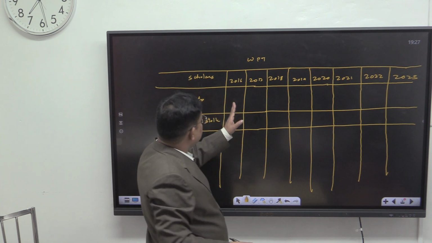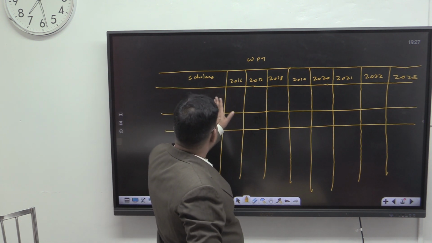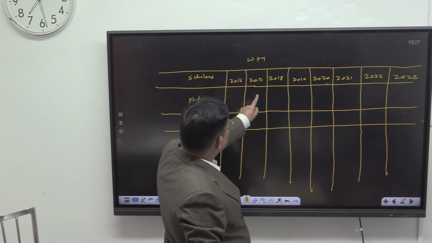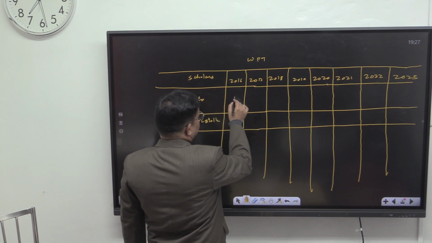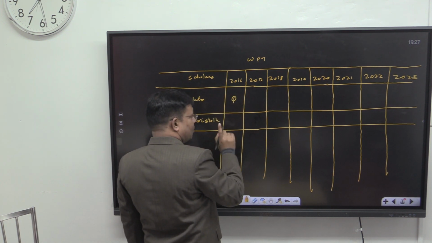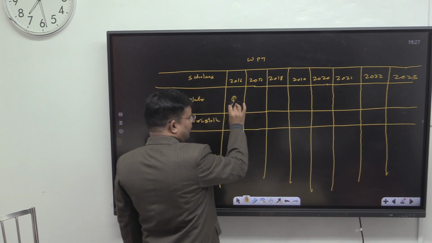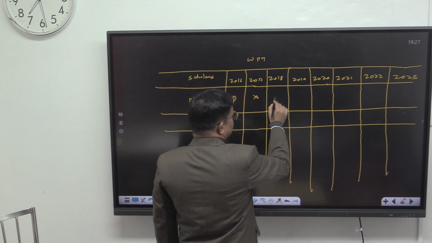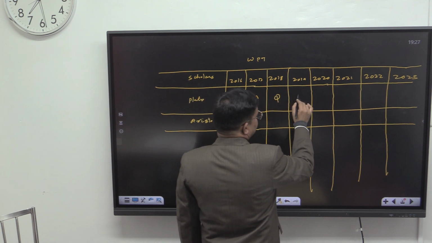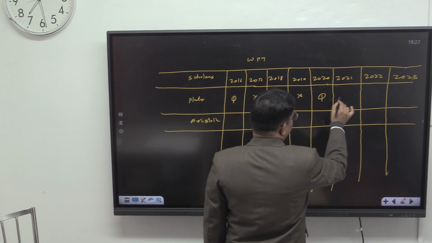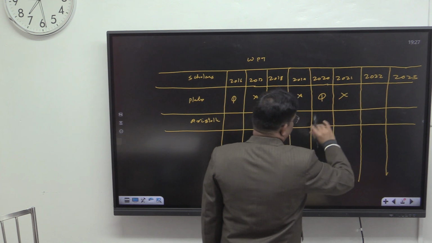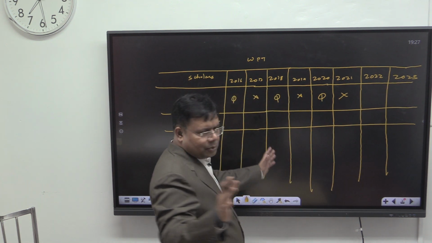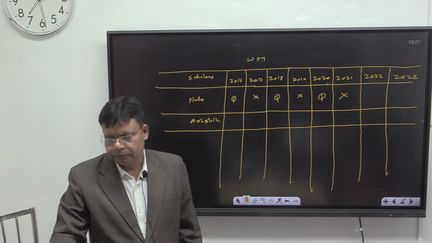Then, if a question was asked in the examination from Plato in this year, write on question. Actually, you will write question, not Q. If a question is asked, write question. If no question, write no question. In this way, you will prepare a flow chart.